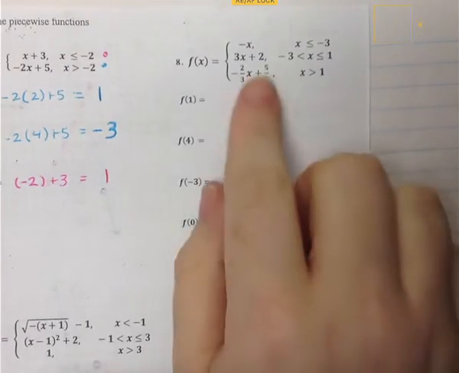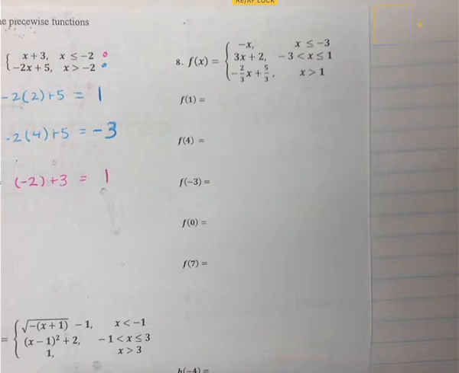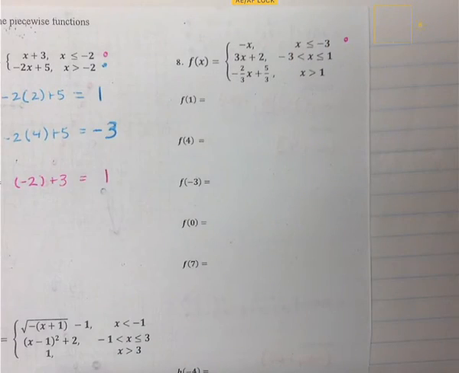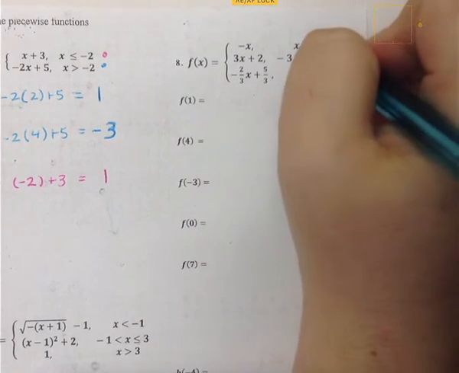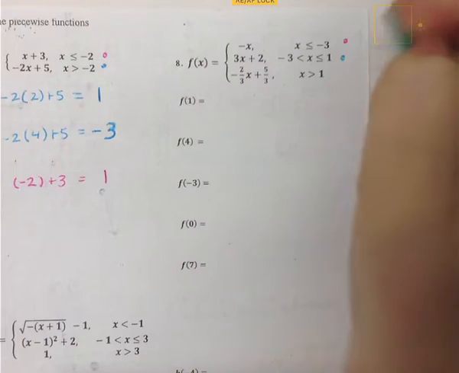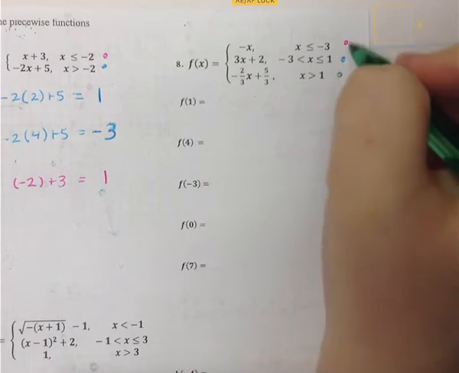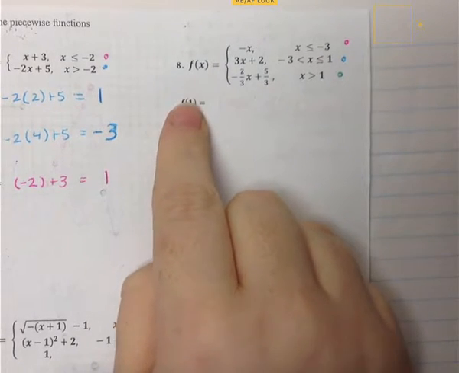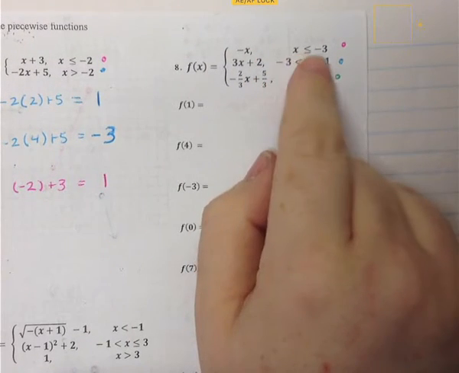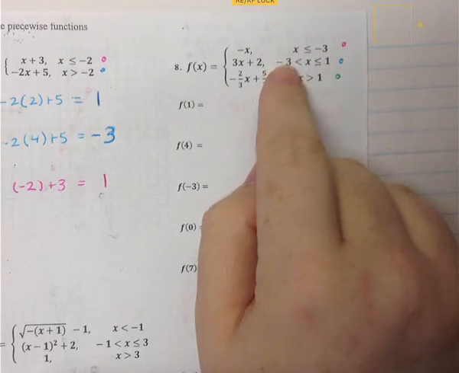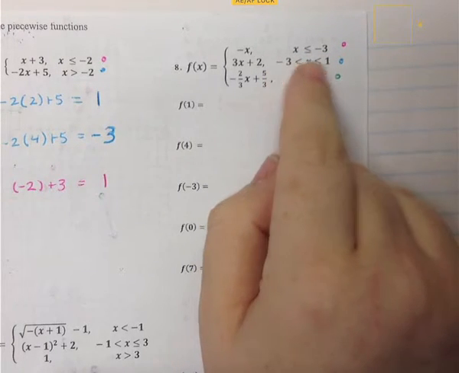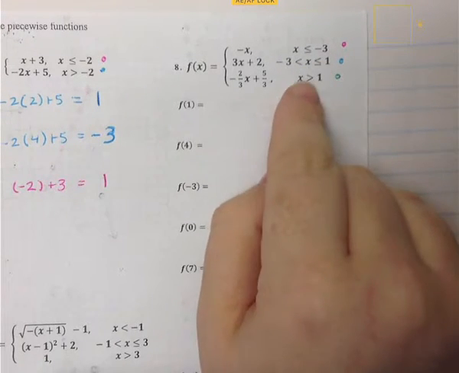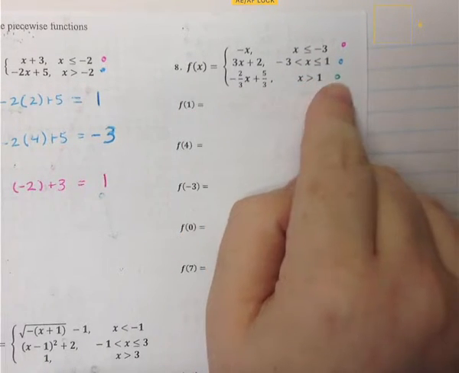So for this next example, I have three equations, so I'm going to use my pink, blue, and green again. So pink, blue, and green. So that's first, second, third. Alright, so the first one, 1. Is 1 smaller than or equal to negative 3? No. Is 1 between negative 3 and 1? It's equal to 1, so yes, it should be the blue. And then is 1 bigger than 1? No, so it should be the blue.